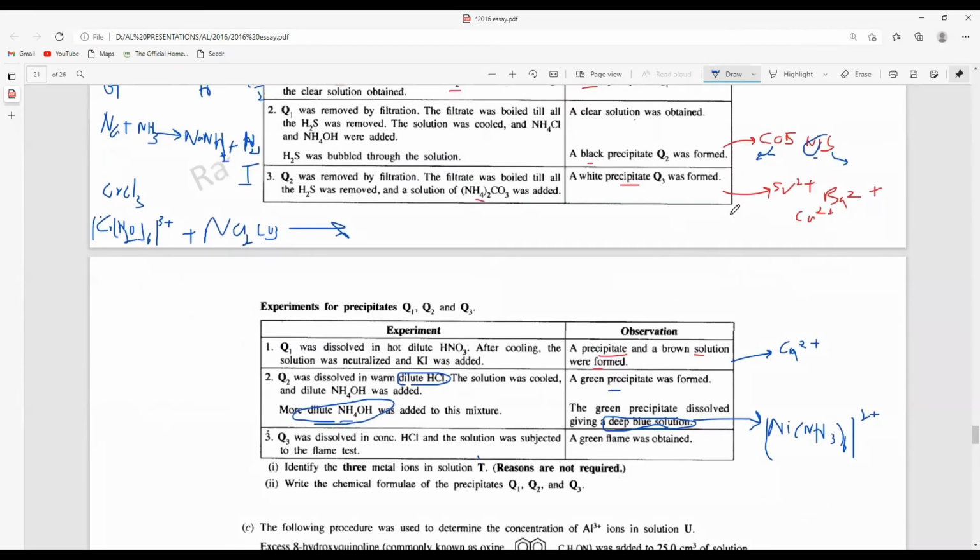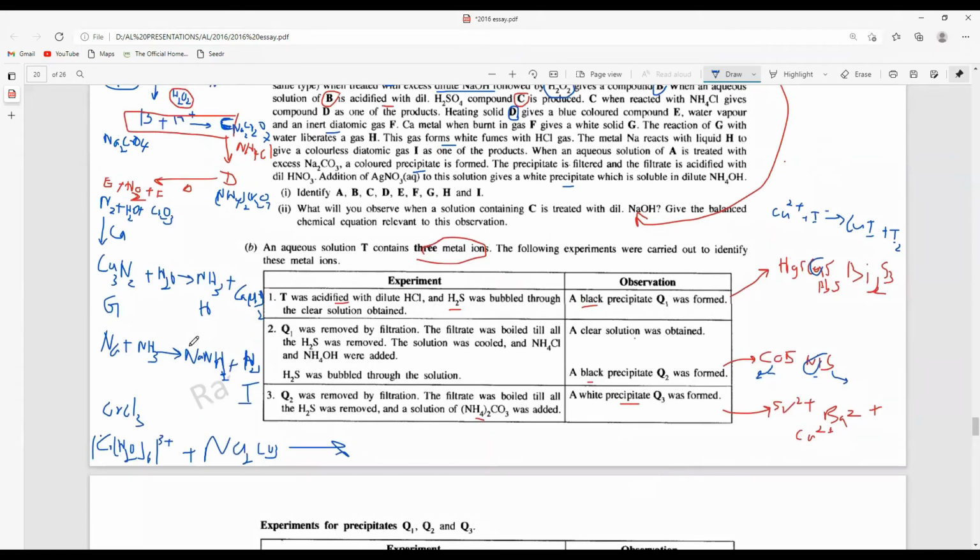And finally, we are remaining with strontium, barium, and calcium. So Q3 was dissolved in concentrated HCl, and the solution was subjected to a flame test. A very easy flame test: if it is green, it should be barium 2+. Barium gives an apple green color in the flame test, so it is easy to identify, right? So we have identified the metal ions. Identify the 3 metal ions in solution T.